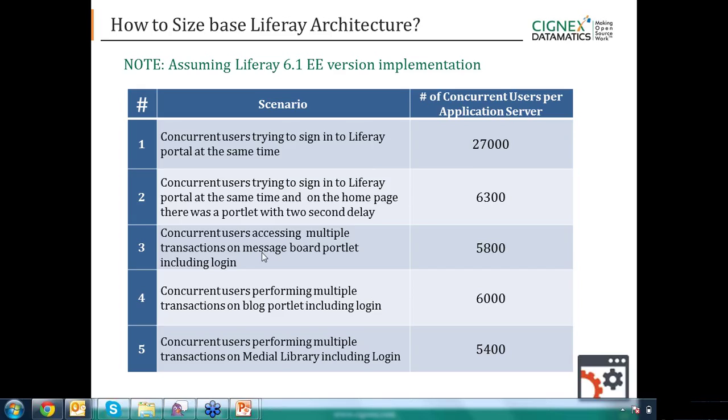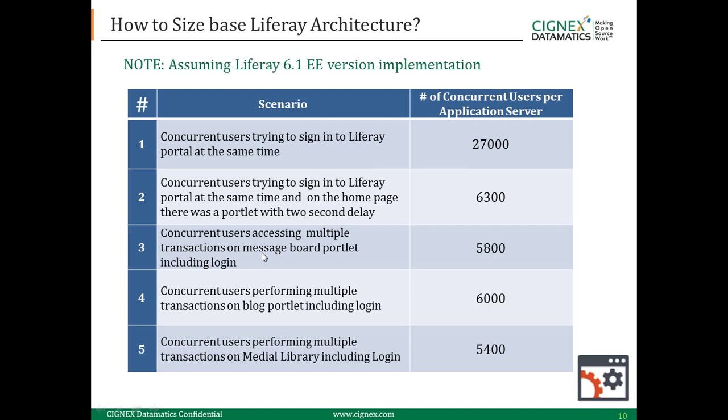It supports 5,800 concurrent users accessing your message board portlet including login, 6,000 users for the blog portlet, and 5,400 concurrent users for the media library including login. So this is the range that one application server can support. Now, according to your requirement of concurrent users, you can decide how many application servers are required for your Liferay portal.